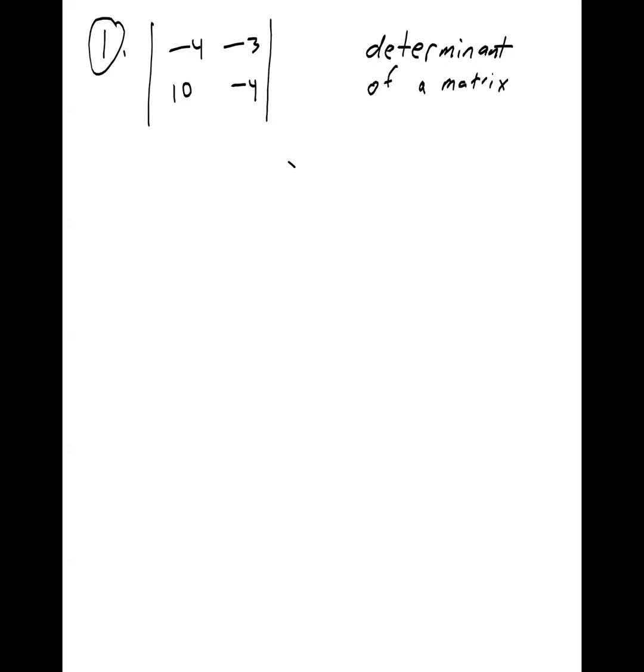What you do is you take the first corner in the top left multiplied by the last corner in the bottom right, and then you subtract the other two corners, the top right times the bottom left. When you take the first and last numbers multiplied together minus the other two numbers multiplied together, you get the result, which is called the determinant. And you get 16 plus 30, which equals 46.